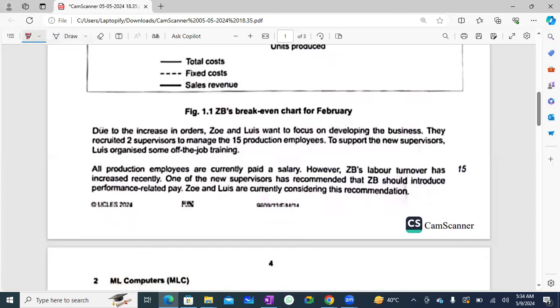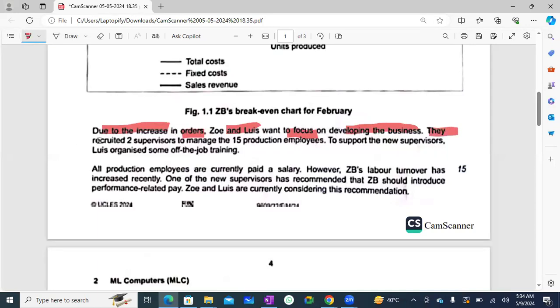And we have other information that due to an increase in orders, Zoe and Lewis want to focus on developing the business. So now they are going to expand their business, and this would be very difficult for them to cope with the quality, because we know that whenever a business is going to expand, one thing which is very difficult for most businesses is handling and retaining the quality.